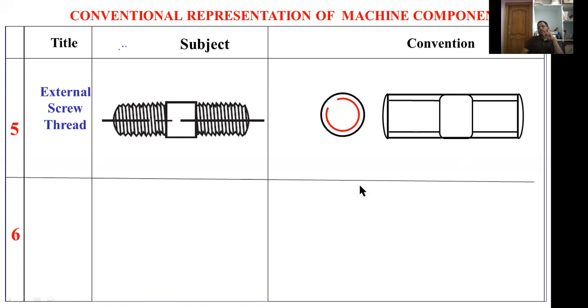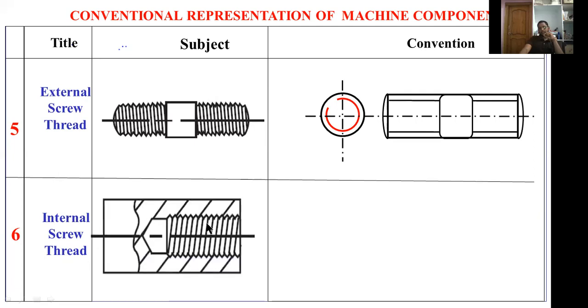In our machine drawing we have many problems on these threads, so in all these diagrams we represent them like this. This is the axis of the thread. Now, how do we represent internal screw threads? This is the hole. Inside the shaft there is threading.